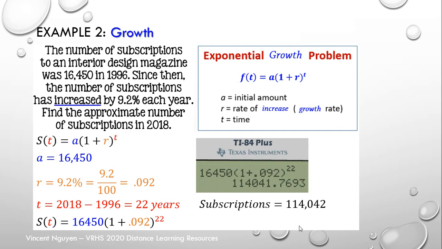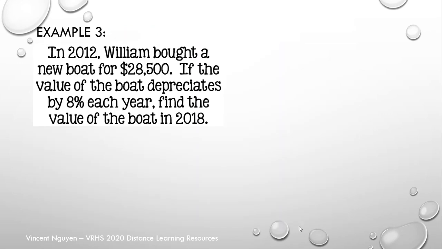Anyway, enough blah blah. Example 3. In 2012, William bought a fancy new boat for $28,500. If the value of the boat depreciates by 8% each year, find the value of the boat in 2018. And again, we're estimating how much this boat is going to be worth in 2018.